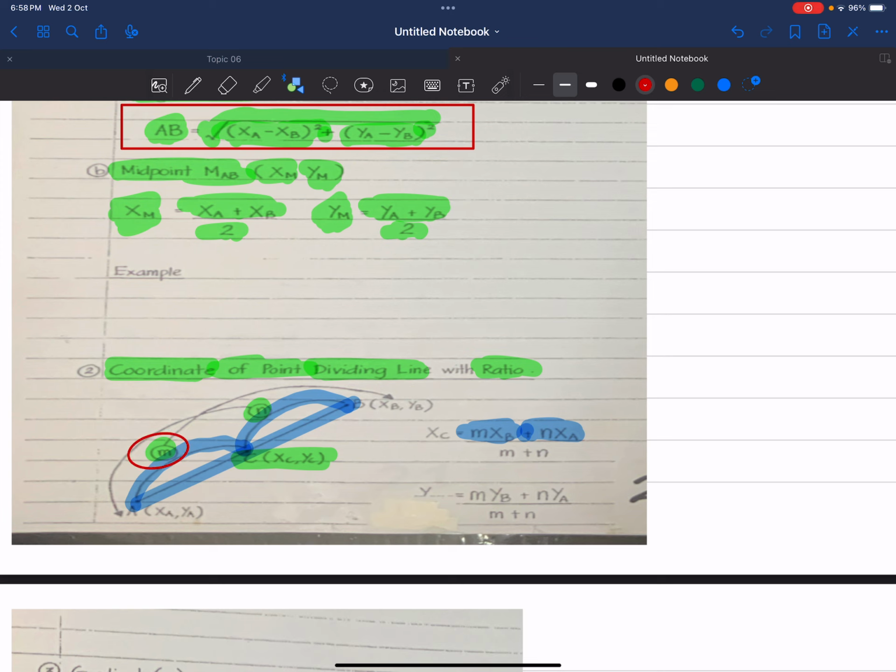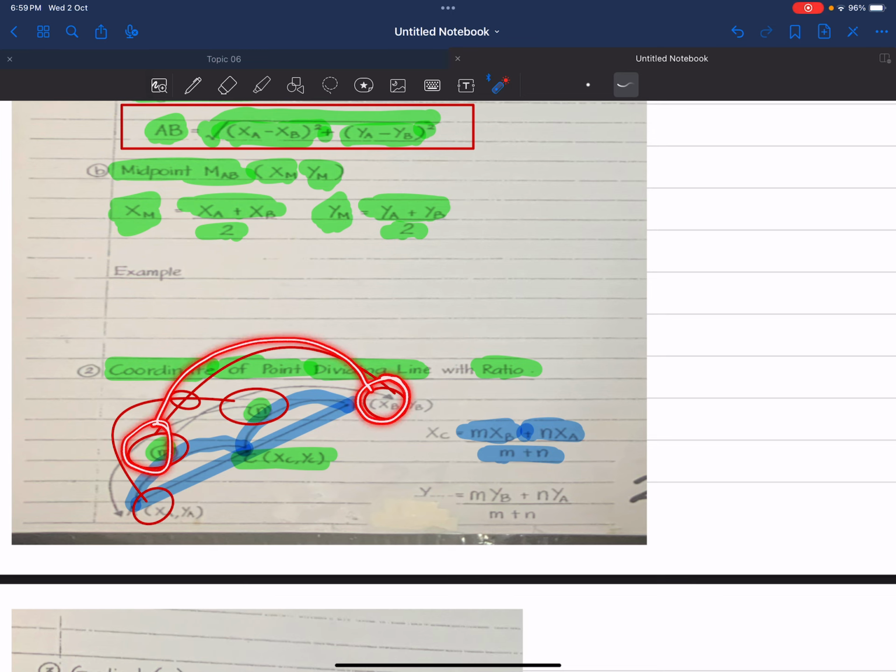So M XB plus N XA, all over M plus N. I repeat, the X coordinate of point C that is dividing the line is M XB plus N XA over M plus N.